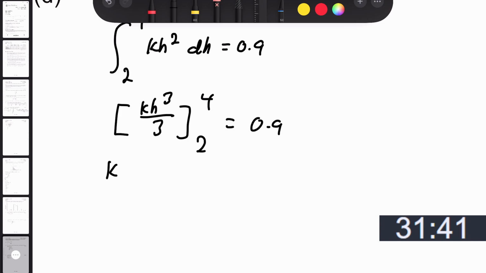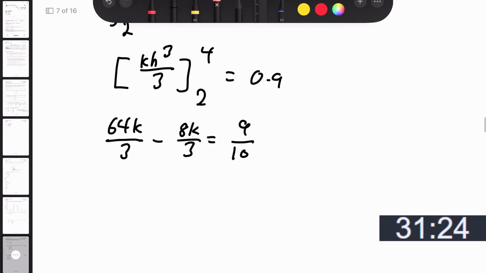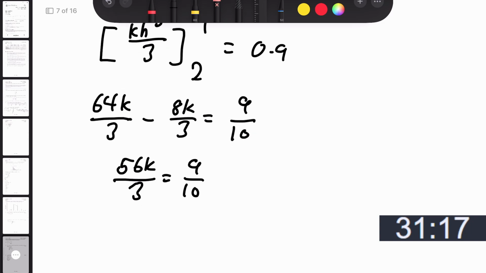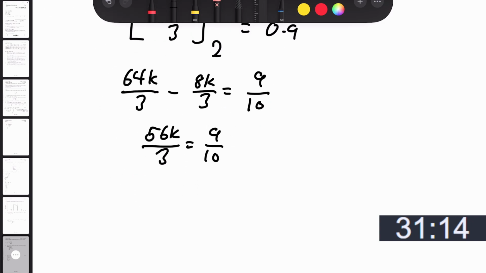So I have that k, what's 4 to the power 3? 4, 16, 64. So 64k all over 3 minus 8k on 3 equals 9 on 10. So now I'm going to get 56k on 3 equals 9 on 10. So we get 27 on 560.